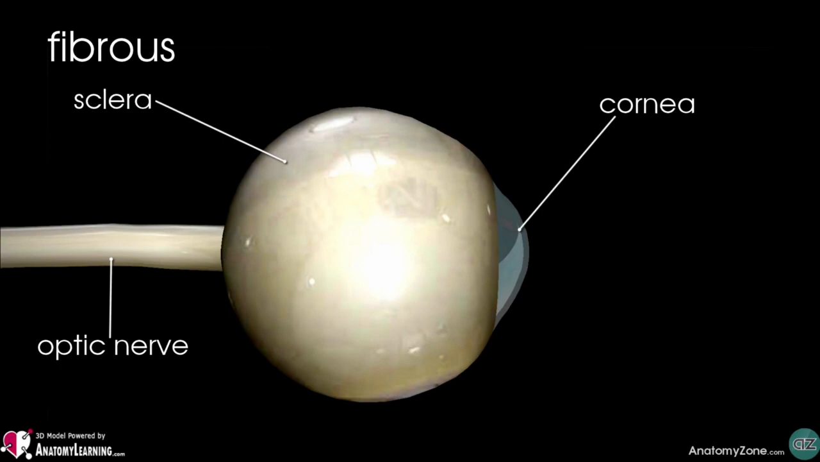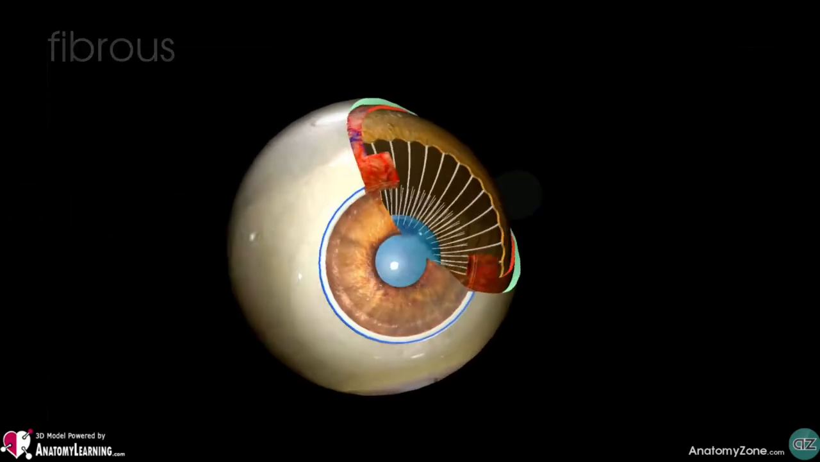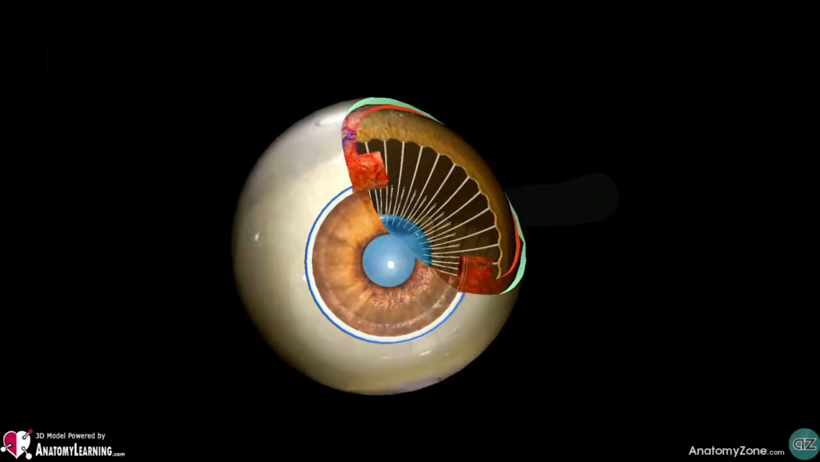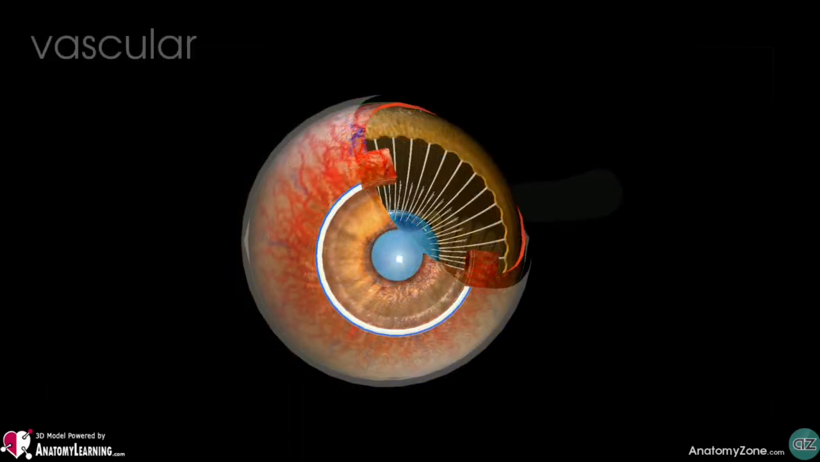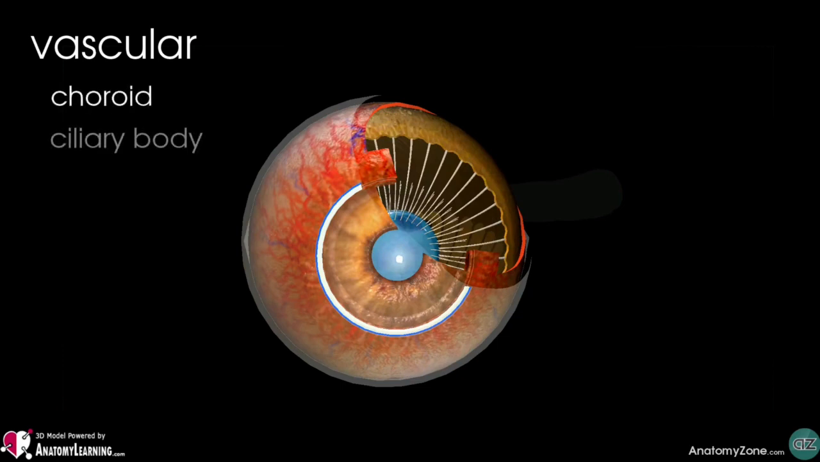The cornea is continuous anteriorly with the sclera and is transparent and positioned centrally at the front of the eye. Light entering the eye is refracted by the cornea. The vascular layer of the eye lies underneath the fibrous layer. It consists of three continuous parts: the choroid, the ciliary body, and the iris.